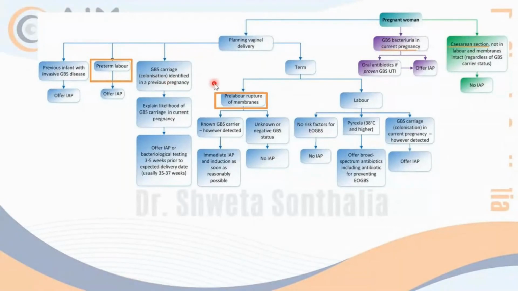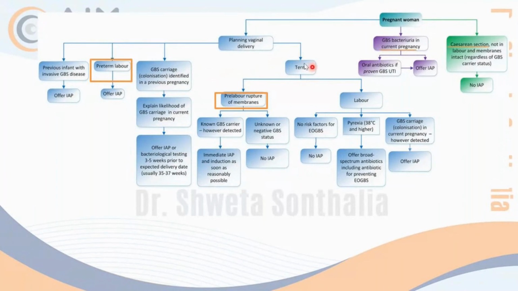Now, if she has the carriage in previous pregnancy, we saw there are two scenarios. Either she will choose directly IAP or she will go for testing, and then accordingly you will act. If testing negative, no need, positive, give. So both are possible. Either directly offer or do the testing if previous pregnancy is carriage.